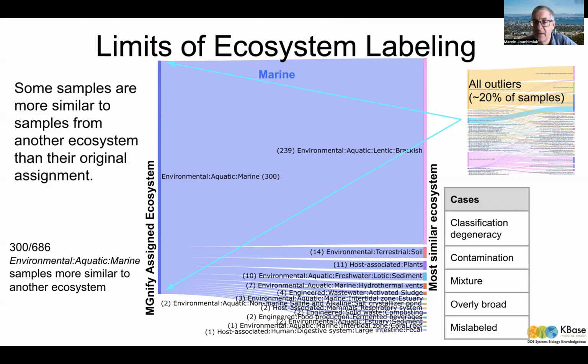So in this table, I'm listing the different cases of limits of labeling. There's classification degeneracy, there's potential for contamination, the samples can come from mixed environments, the label could be overly broad, as in this case of aquatic marine, or they could just be mislabeled. And about 20% of the samples in the data have this behavior. However, there's a very important caveat to note, and that is these similarities are computed using all features, and this can introduce noise and bias.